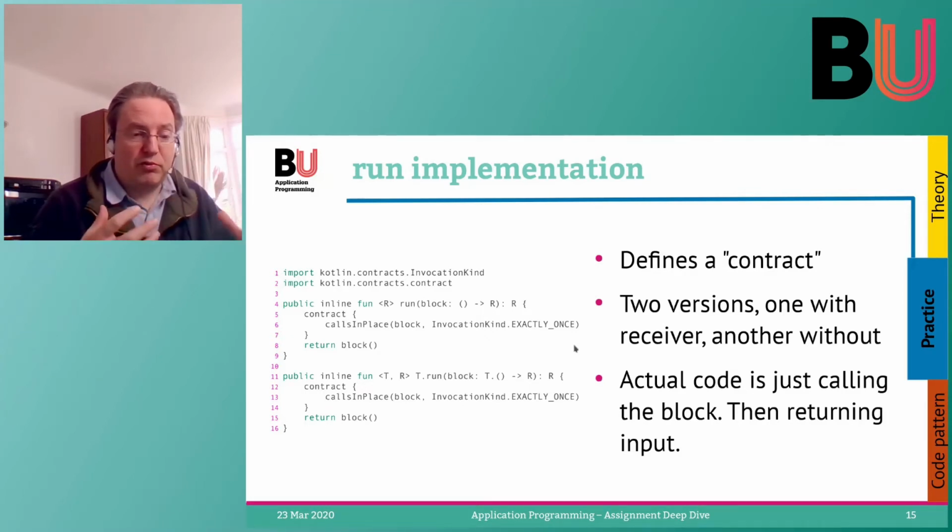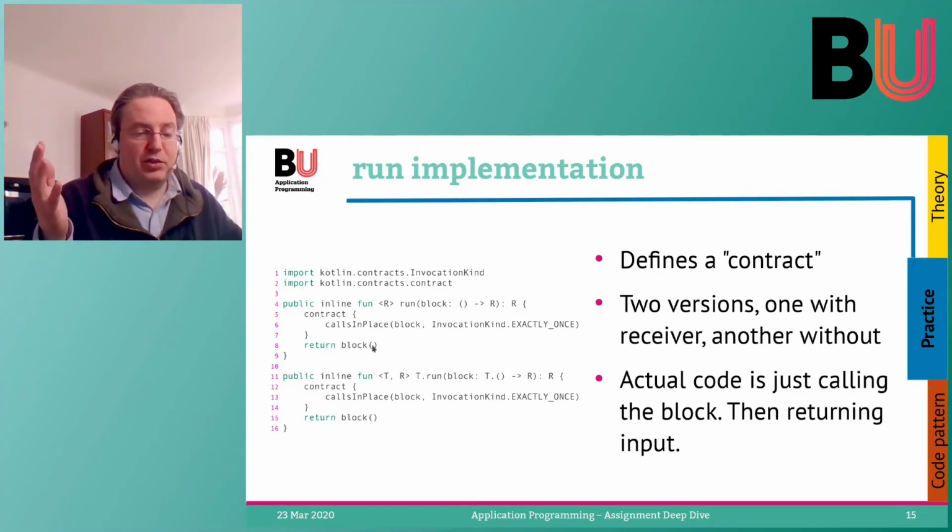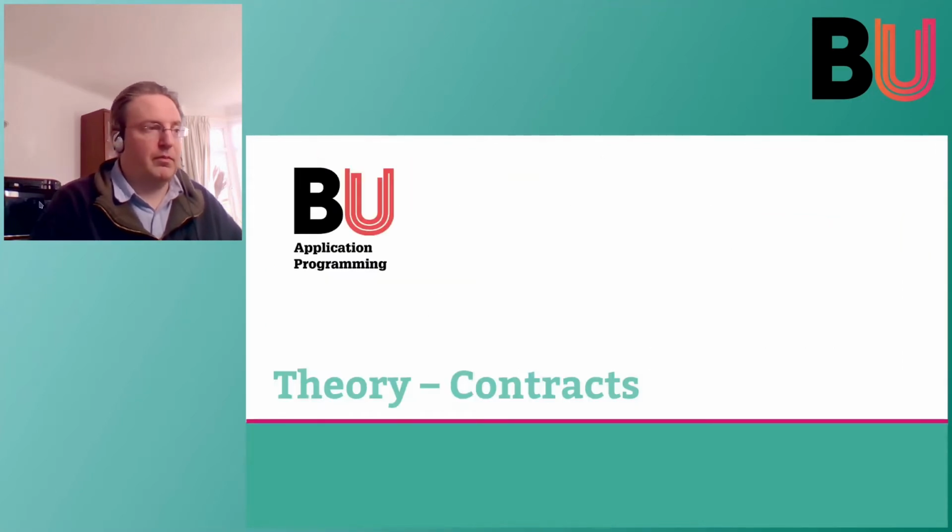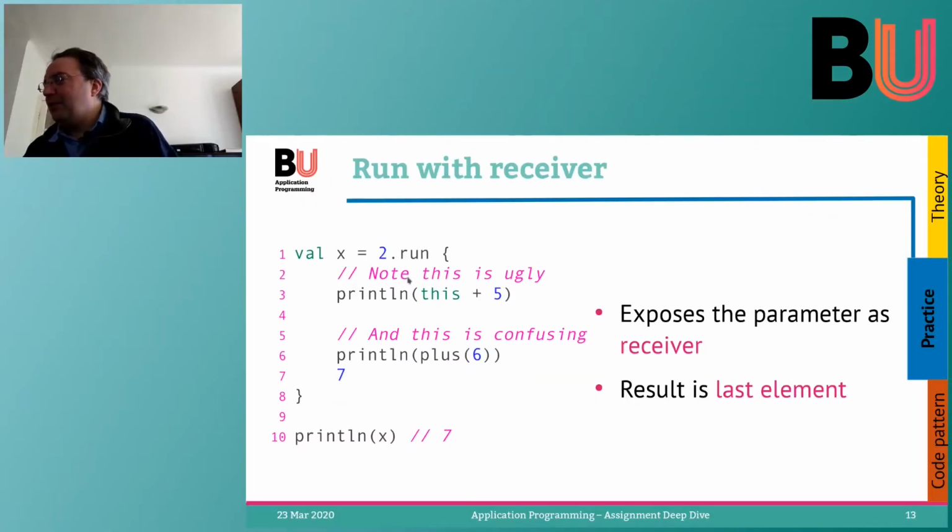We see the contract and we see that it just returns the result of calling block. That's all. And it doesn't do anything. So this version has the disk receiver taken from the object, and this one has no object and there's no disk receiver. Another thing here is that in this function, the disk parameter name refers to the receiver. In this case, this is 2.